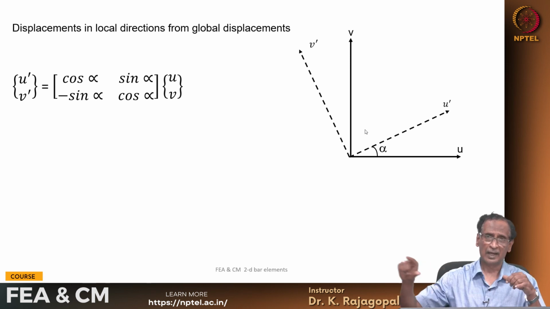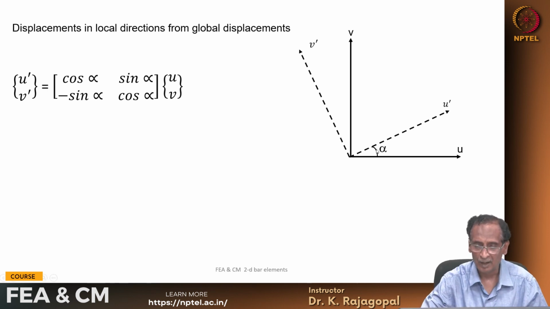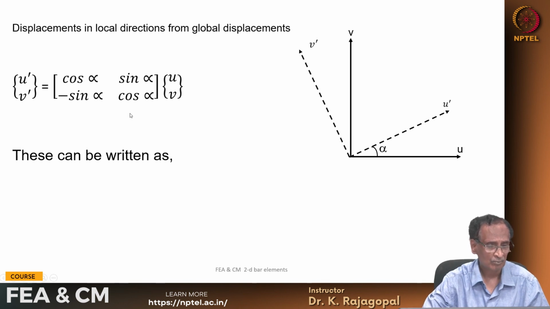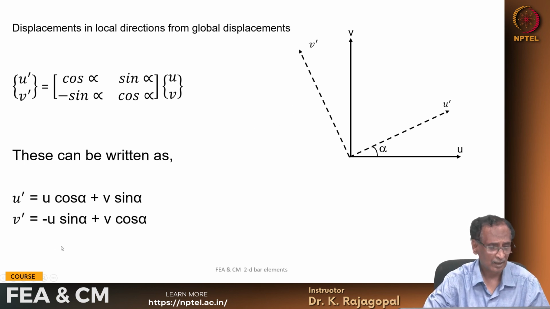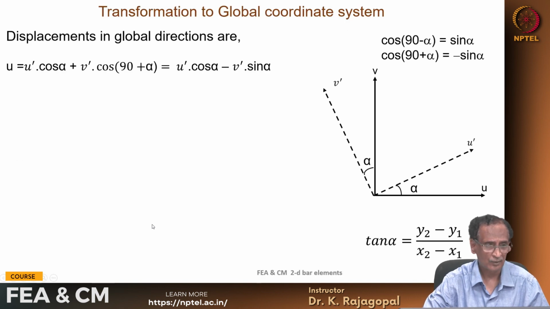u prime is the axial deformation, v prime is the shear deformation with respect to the element, and if alpha is the angle of orientation of this element, we can relate u prime, v prime to u and v like this: u prime is u times cosine alpha plus v times sine alpha, and v prime is minus u times sine alpha plus v times cosine alpha, right? And so we can actually transform them.